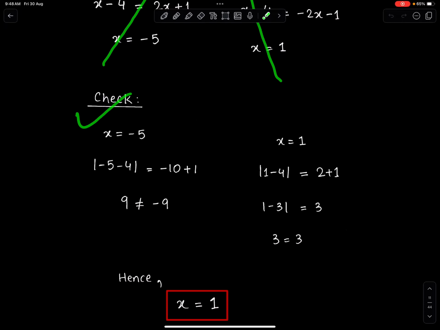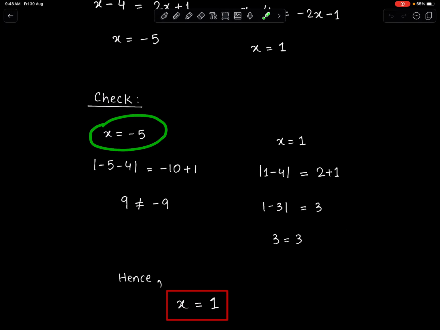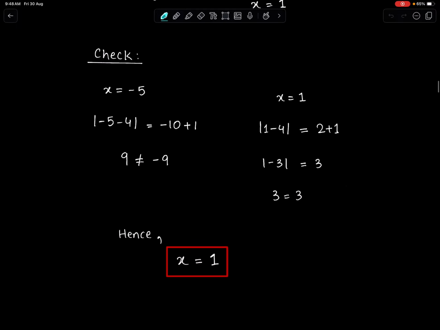with the original equation. So substitute these two answers one by one into this equation. This inspection is compulsory. So when we substitute minus 5 into the original equation, we are getting 9 is equal to minus 9, which is not true. So this answer is rejected. When we put x is equal to 1 into the original equation, we will get 3 is equal to 3. Therefore, this is the final answer. And x is equal to minus 5 is rejected.